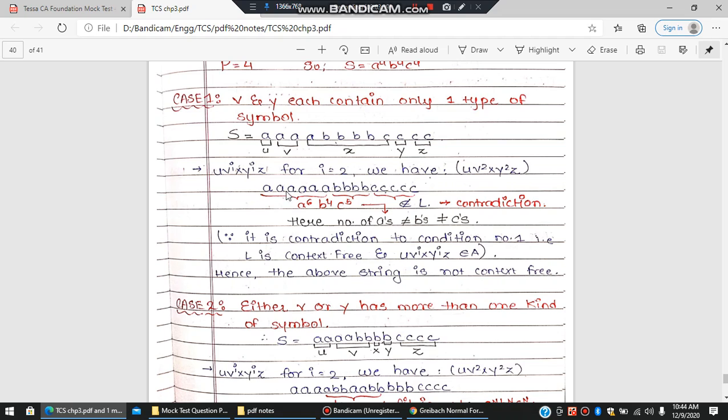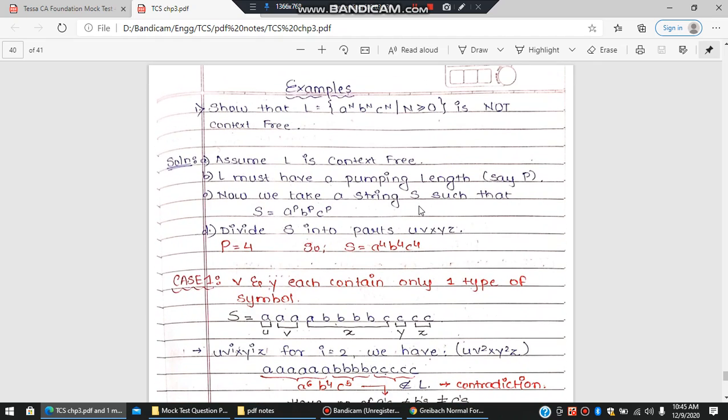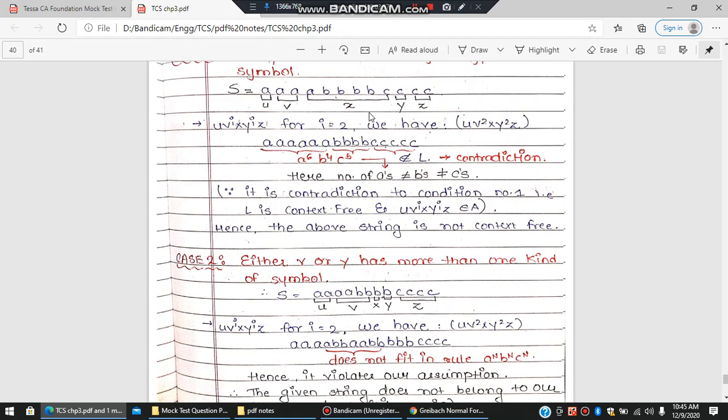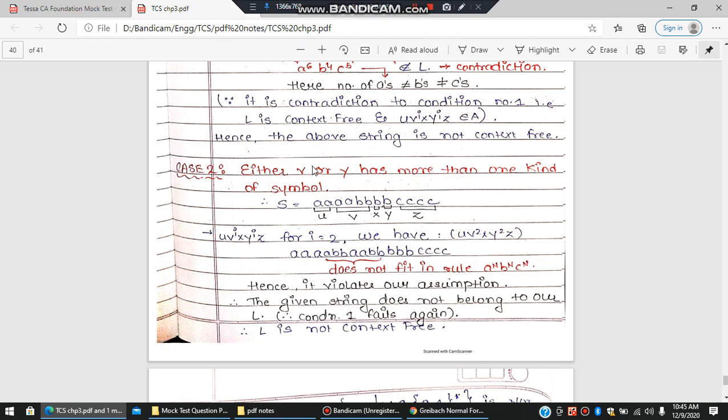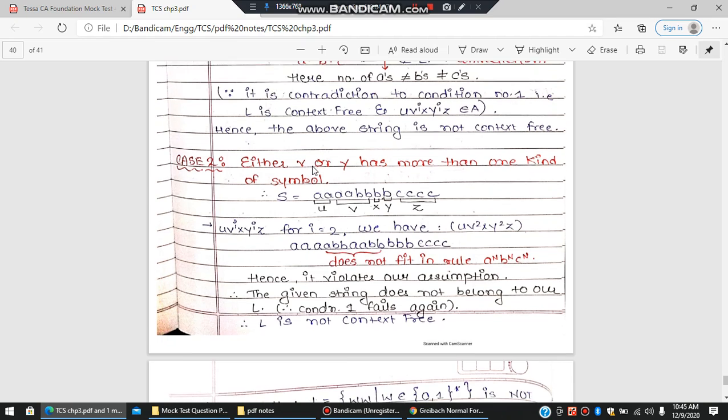So now if you check, the total number of A's over here is 6, B is 4 and C is 5. So here it is very clear, it is giving itself a proof that the given language does not belong to L, because the language L says that A, B or C, there should be equal numbers in any given string. And over here it is clearly proven that it is not equal. Hence we say that the above string is not context free. So that was the first case.